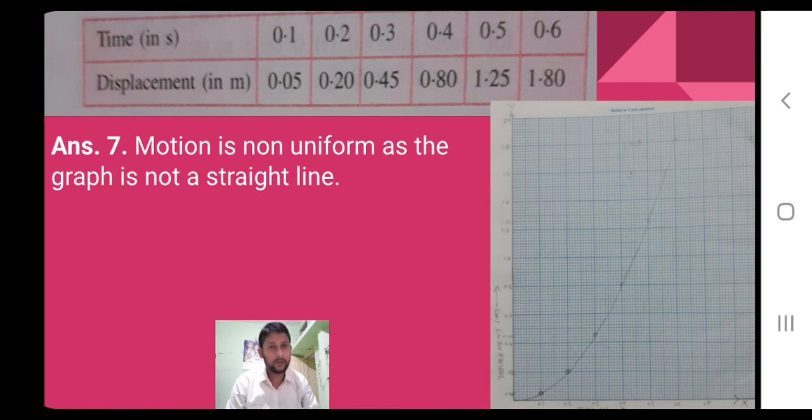Here information is given, different displacement at different time is given. Based on that we have to plot the graph. So graph is already plotted, and you can see that the graph is not a straight line, it is a curved line. Because of this, the motion is non-uniform, it is an accelerated motion. So I have taken here the time on x-axis and displacement on y-axis, and whatever displacement is given with respective time, accordingly you will plot the point. If you join it, it will give this kind of curve. Come to question number 8.